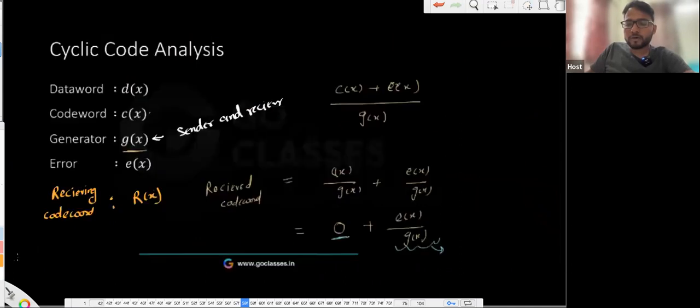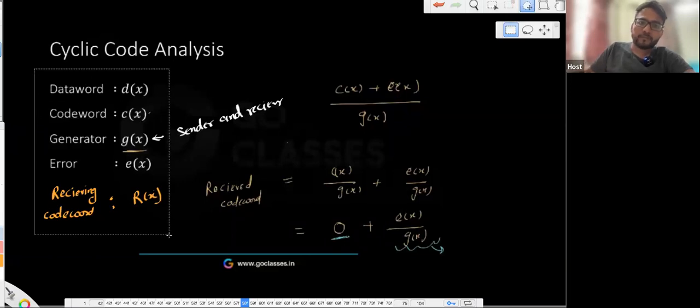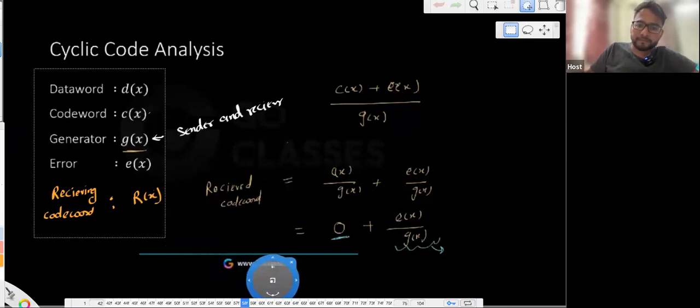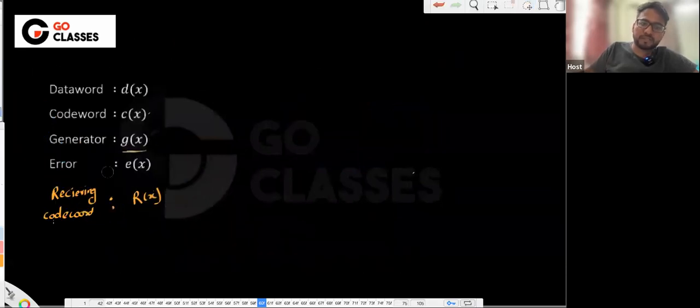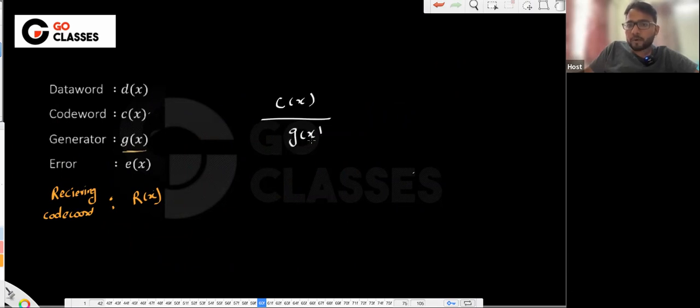Now you know the relationship between the receiving word, the sending word and the error. This is the generator that we have. So let me go to the next page. Tell me, suppose I have something like this, this is the notation. If I divide this Cx with Gx, then what will be the remainder?